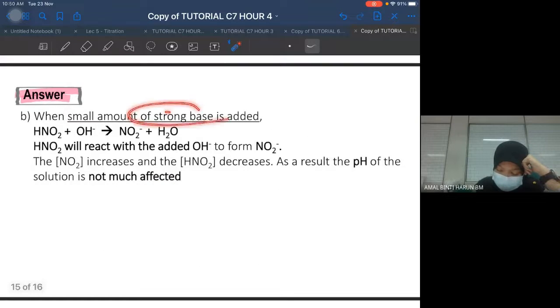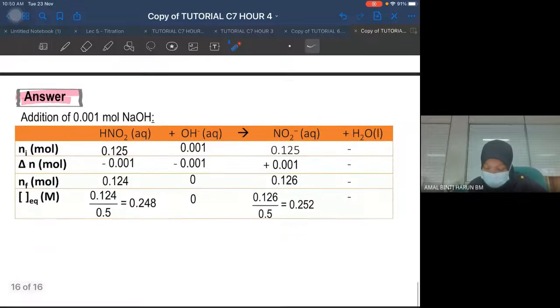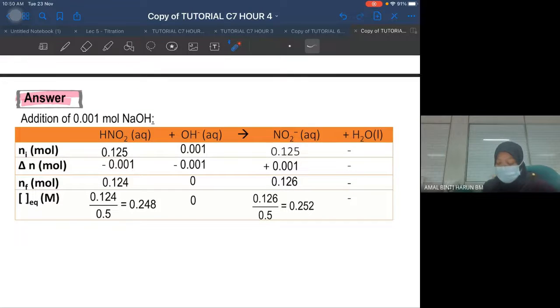Bila kita tambah small amount of strong base, the OH minus will react with the acid. So acid ni akan buat apa? Acid ni akan keluarkan dia punya H. So the H plus will combine with the OH minus to form water. Remaining NO2 minus. Alright, the OH minus concentration is reduced because it reacts with the acidic component of the buffer. Therefore, pH dia sepatutnya meningkat, tapi meningkat dengan sangat sikit. So we call it as not much affected. So bukti dia adalah this one. Okay, so saya tak explain lah. Dia sama je lah dengan sebelum ni.